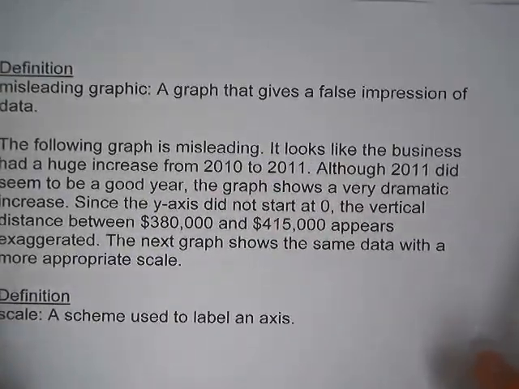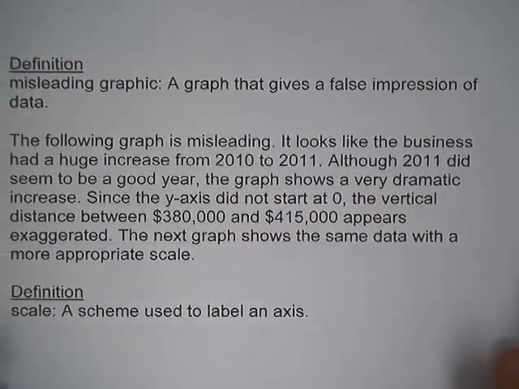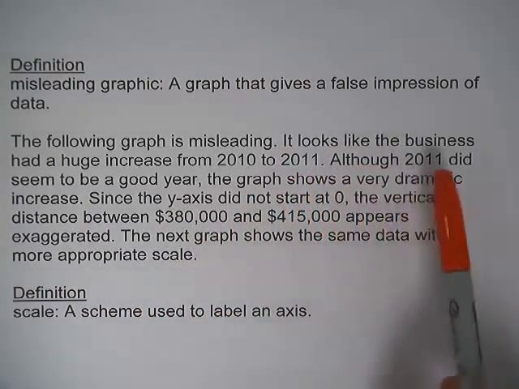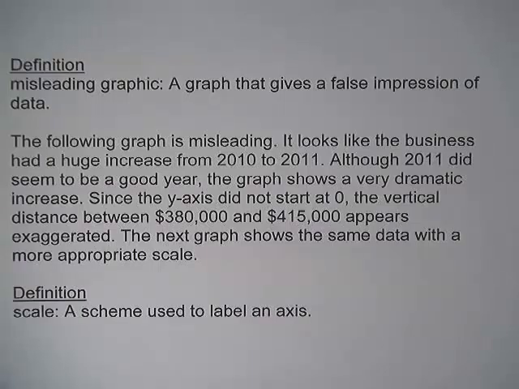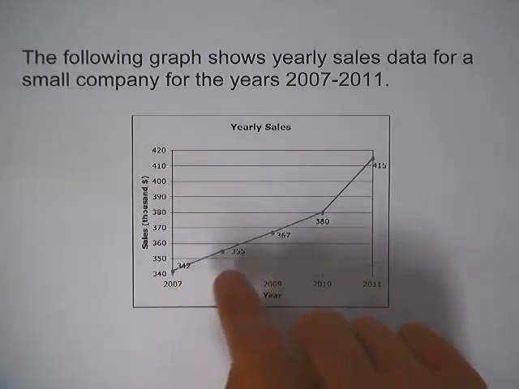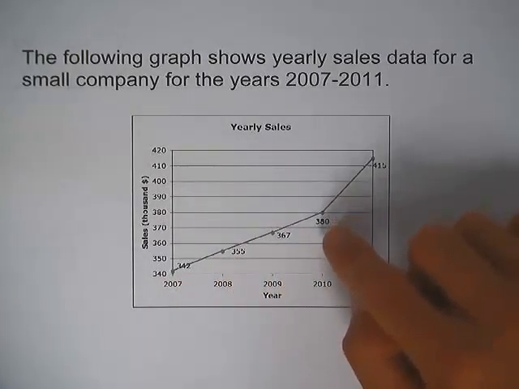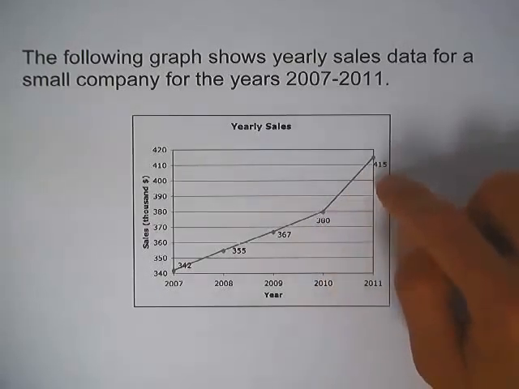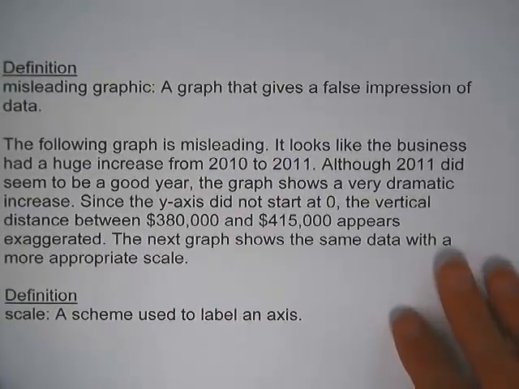All right, so let's first of all define what a misleading graphic is. It's a graph that gives a false impression of data. The following graph is misleading. It looks like the business had a huge increase from 2010 to 2011. Let's take a look at that again. Notice it seems like it had a pretty steady increase, and then from 2010 to 2011, it jumped from 380 to 415. So it did seem like 2011 was a pretty good year.